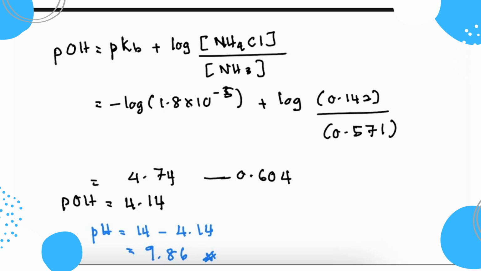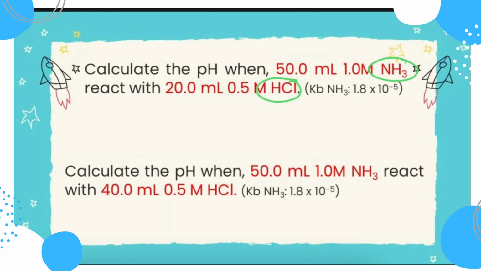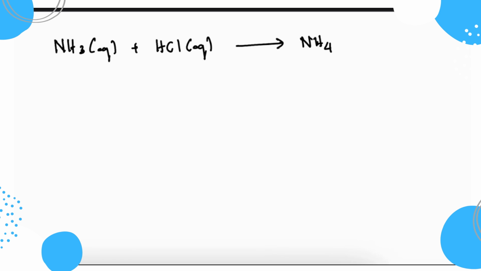So now let's look at B. Calculate the pH when 50 ml of 0.5 molar ammonia reacts with 40 ml of 1 molar hydrochloric acid. So we need to write the equation for the second time. Ammonia undergoes reaction with a strong acid, which is HCl, to produce NH4Cl.